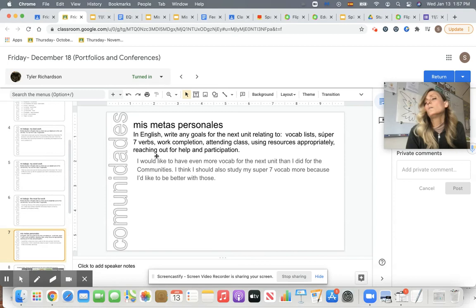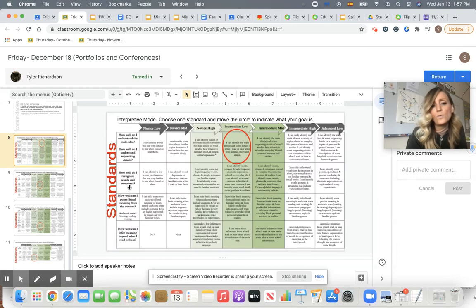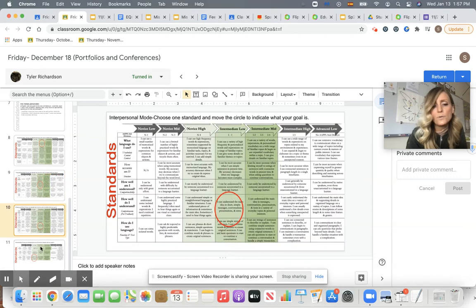We want them to think, okay, yeah, I really have to get better when I miss something of reaching out to my teacher and asking for help, or attending office hours, or coming to Zoom classes, whatever it might be. And then the last part is setting goals for language. And so these are the same rubrics that we use: the interpretive, the presentational, and the interpersonal.